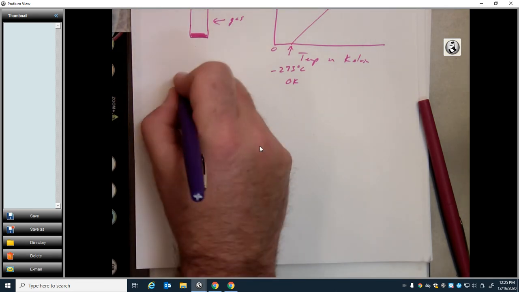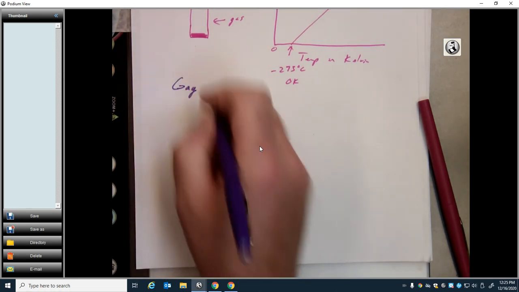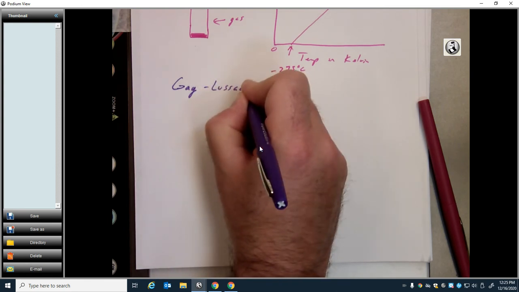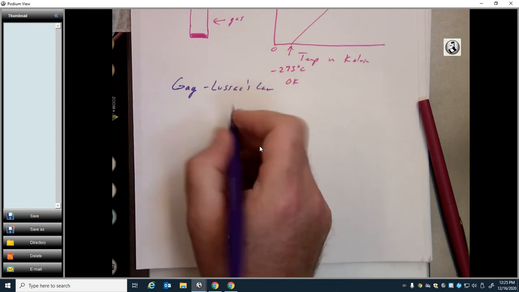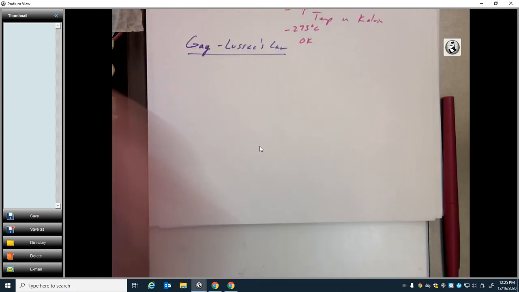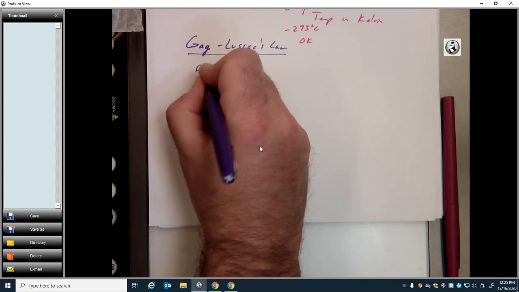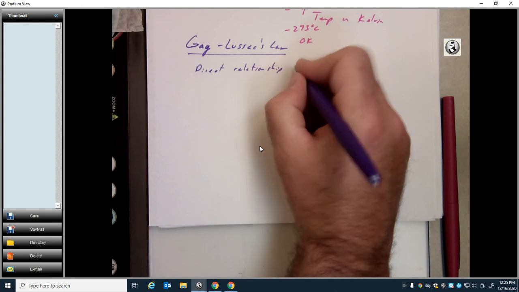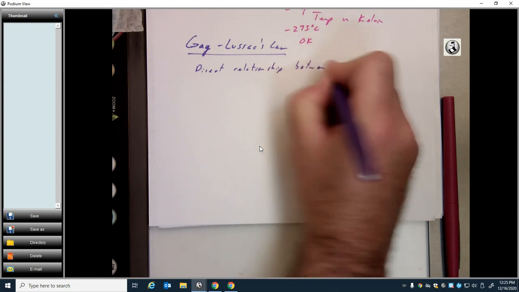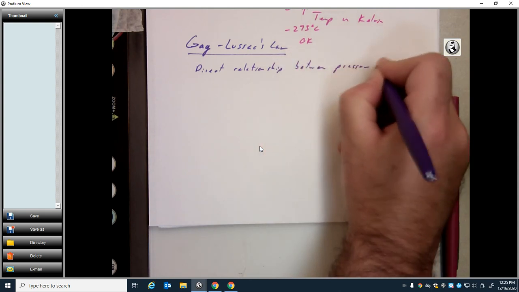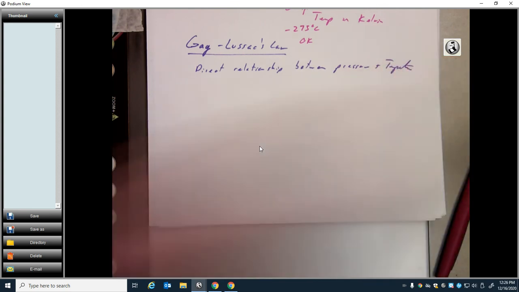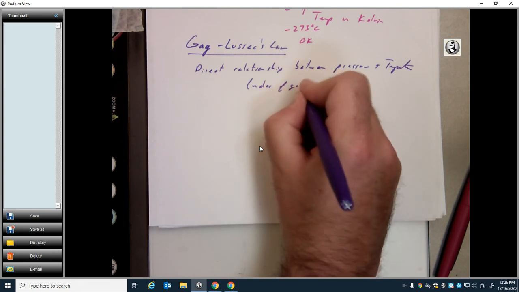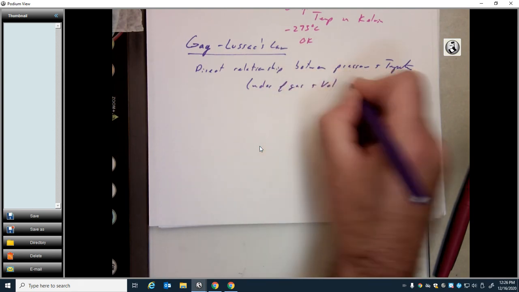Our third law is Gay-Lussac's law. And this is a direct relationship between pressure and temperature. And in this case, moles of gas is constant and volume is constant.